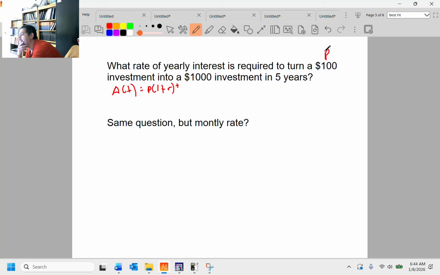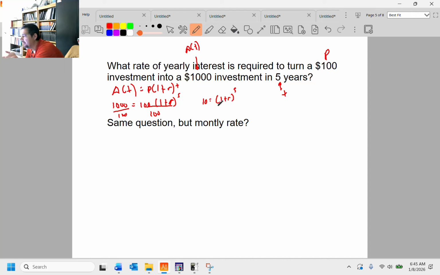All right, so what do I know? I have my principal of 100. This would be the amount after time passes, and this is literally the time. So I'm just going to plug that all in the right spot. So 1,000 equals 100 times 1 plus r to the 5th power. There's this 100 right here. We can divide that out. And 1,000 over 100 is what, 10? So 10 equals 1 plus r to the 5th power.